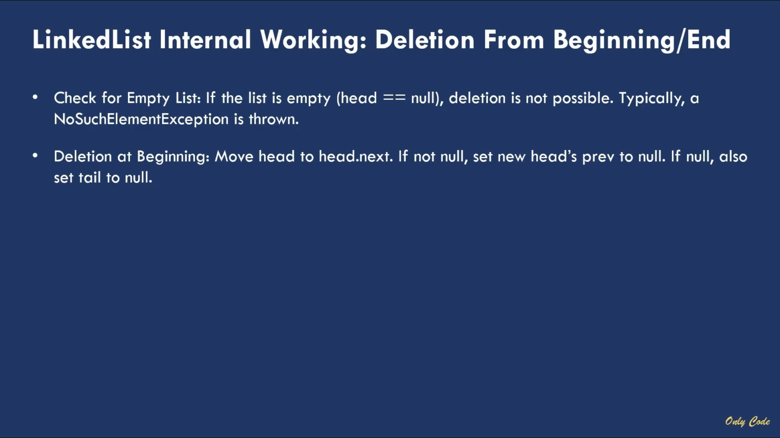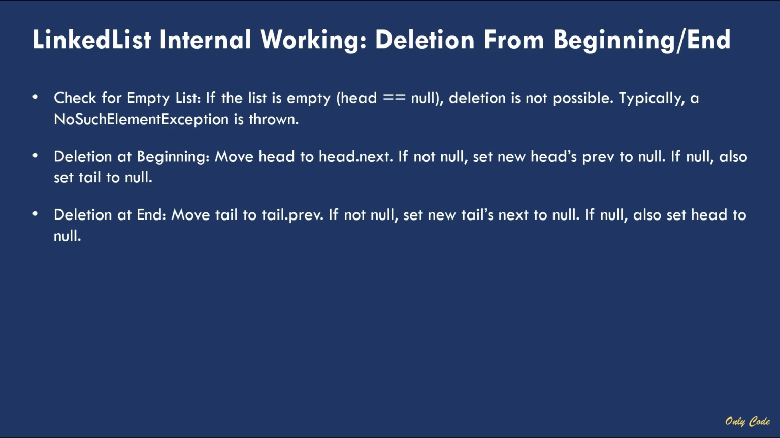But if the new head is null, that means the list had only one element, so we set the tail to null. To delete the last element, we move the tail pointer to tail.previous. If the new tail is not null, we set tail.next to null to disconnect the last node. And again, if the new tail is null, the list had only one element, so we also set the head to null. After a successful deletion, we decrement the size of the list by 1 to reflect the change.